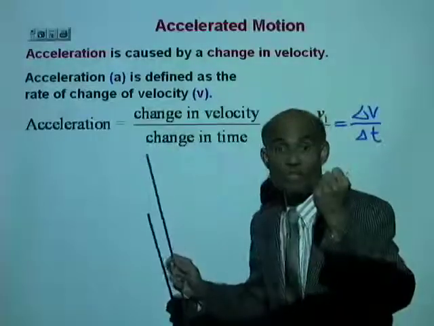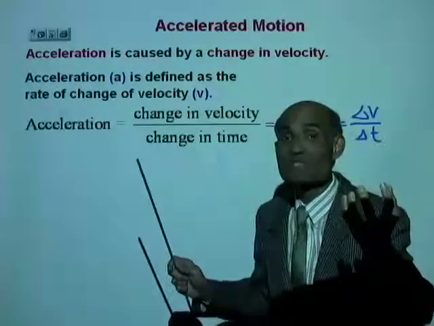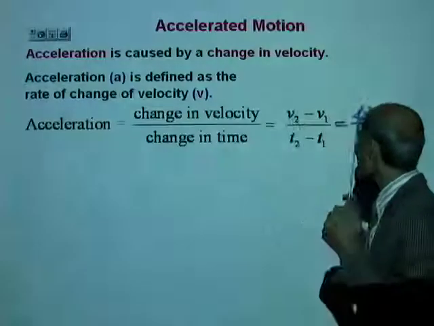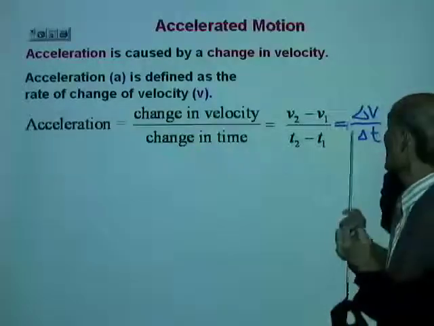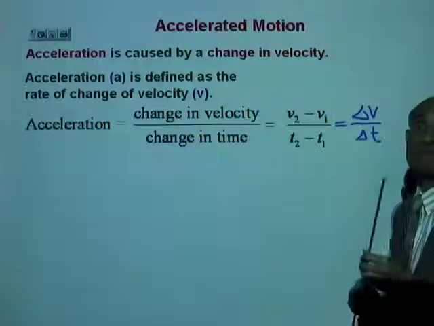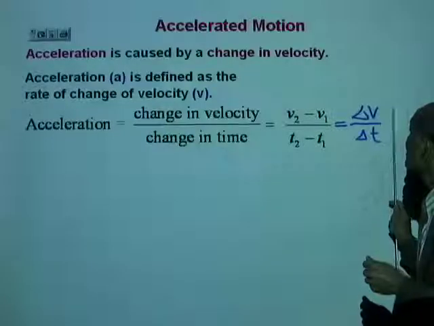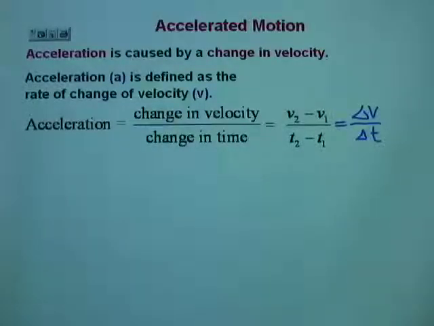So if the velocity is measured in meter per second, the change in velocity, delta V, also is measured in meter per second. And so what is the unit for acceleration? It will be meter per second divided by second. Is that right? What is meter per second divided by second? That will be meter per second squared.